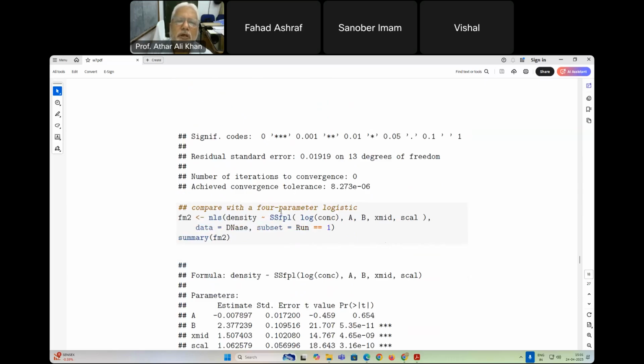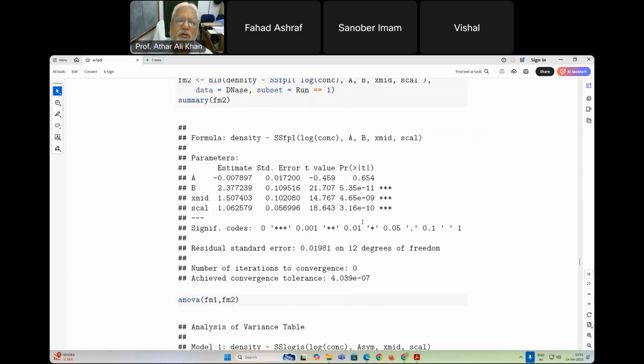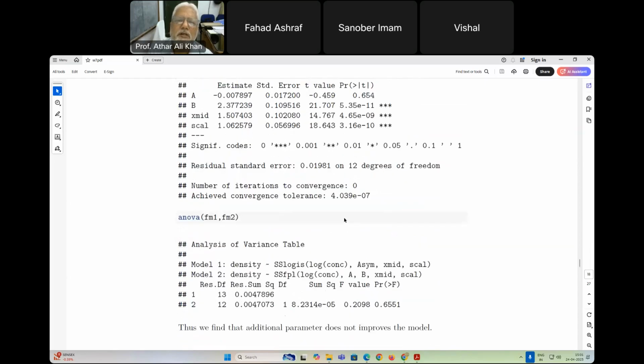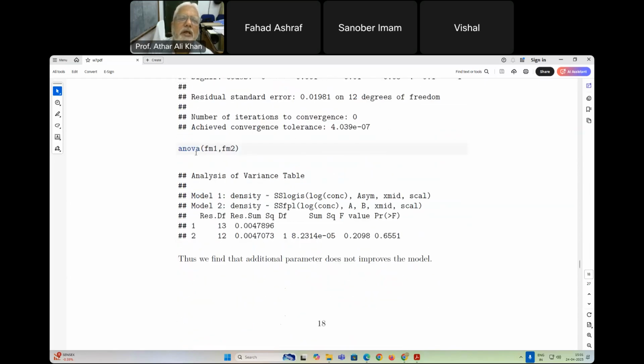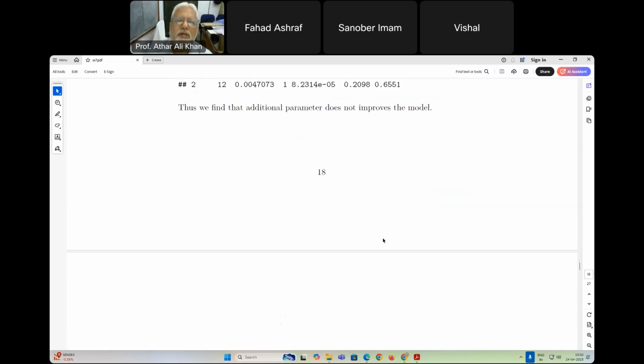then compared with the 4-parameter logistic model. This is the 4-parameter model. One parameter has been added, and then ANOVA. The first one is the 3-parameter model, the second one is the 4-parameter model, and this p-value is 0.65, which is not less than 0.05. This shows that the FM2 model is not better than the first because there is no significant improvement.